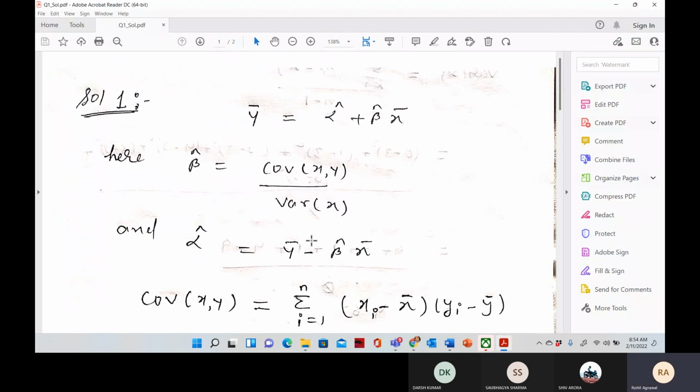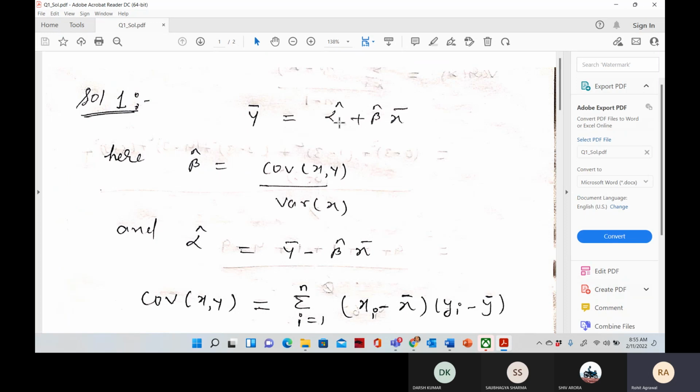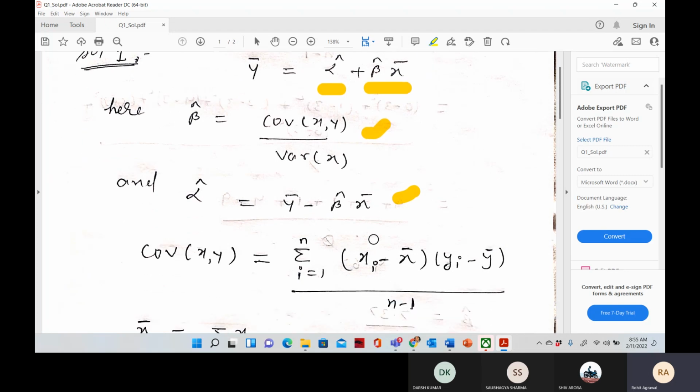See, suppose there is a linear relationship here. So y equals mx plus c. This is m and this is c, m and c. So what is the formula for m? Covariance between x and y divided by variance of x. And what will be the formula for c? This one. These two formulas I have just written in our notes. Clear? Now what is covariance?